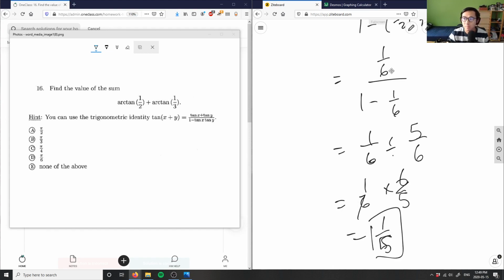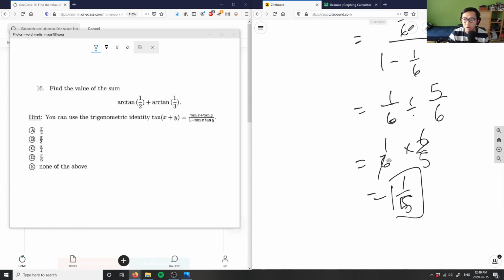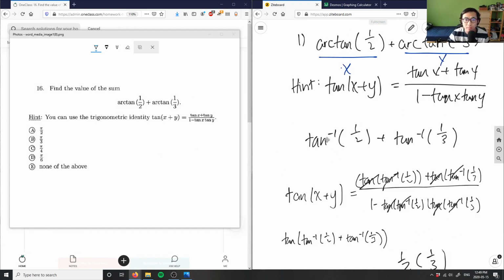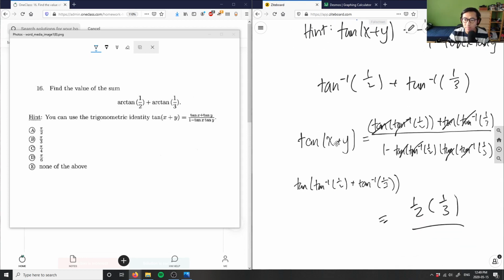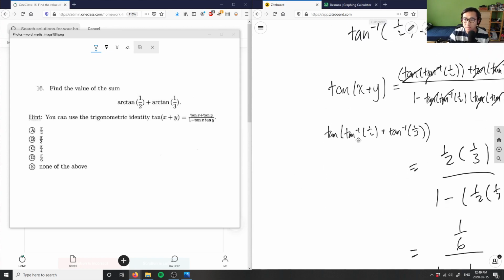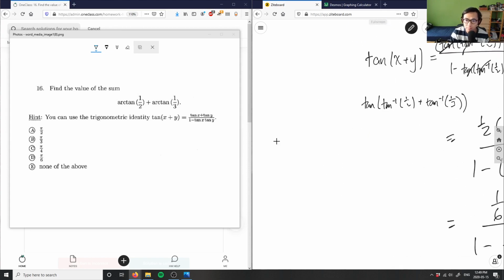So it means that the tangent of all of these guys is going to equal 1 over 5, and that's going to be expressed in this fashion: 1/5 is going to equal the tangent of x plus y. So I can say that the tangent of x plus y equals 1 over 5.